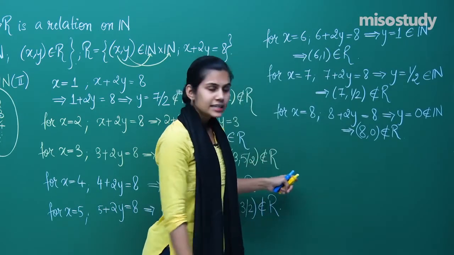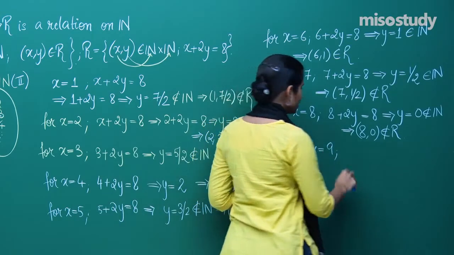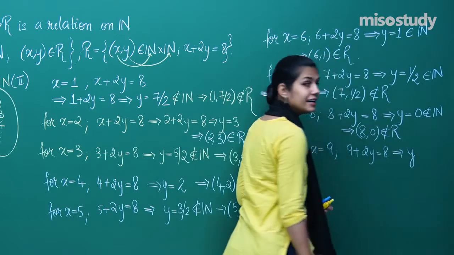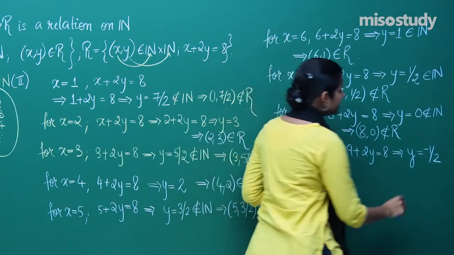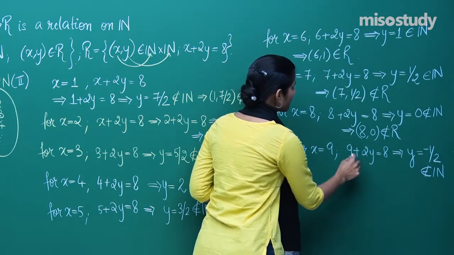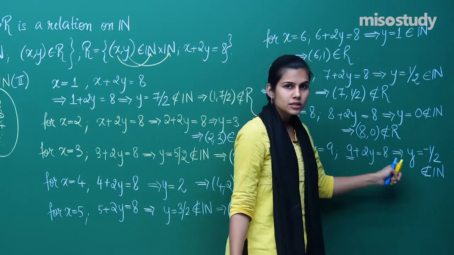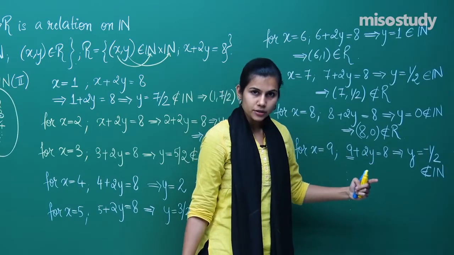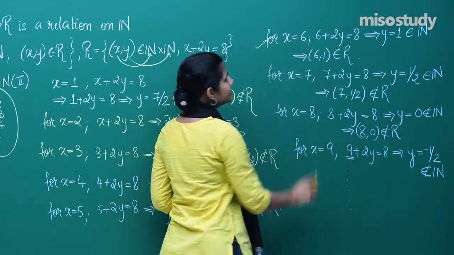If you go on proceeding like this, for x equals 9, for example, you are going to get 9 plus 2y equals 8, giving you y to be negative half, which is definitely not a natural number. This process is going to continue because now this term is going to be greater than 8. So when you subtract this term from 8, you are going to get negative terms, and that is why this can never be a natural number. Therefore, our process got terminated at 6.